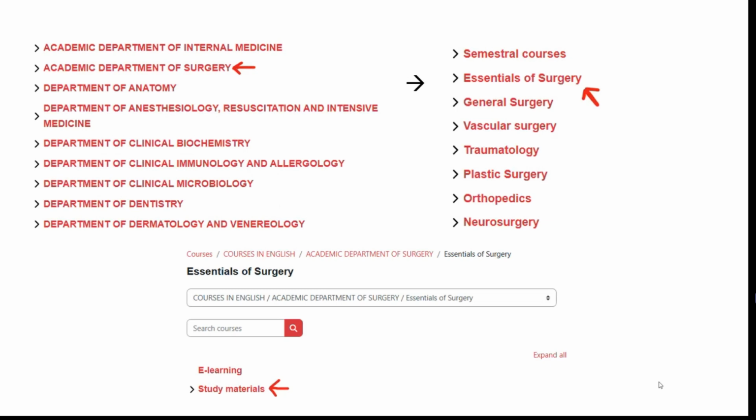And this is how you access the Essentials of Surgery course. You go to Moodle, and then you have the English courses, obviously, and then the Academic Department of Surgery, followed by Essentials of Surgery. And then you go to study materials from there. I believe the e-learning part is blank for now.